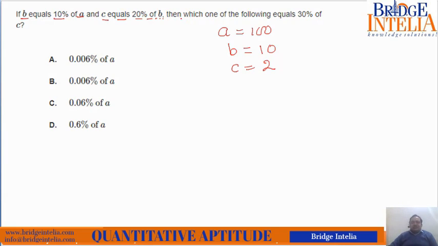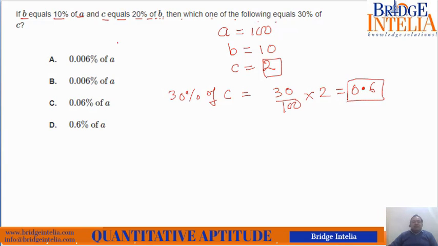So the question is, which one of the following equals 30% of C? So what is 30% of C? 30 by 100 into 2. So this is 0.6. Now you have to express this number as some percentage of A, because all the four options are such. So the question is, 0.6 is what percentage of A? A is 100. So 0.6% is the answer.